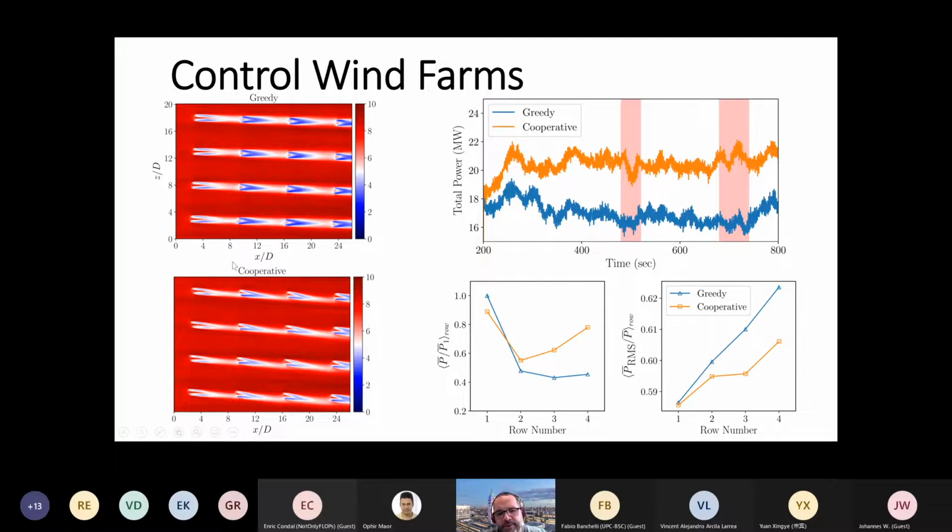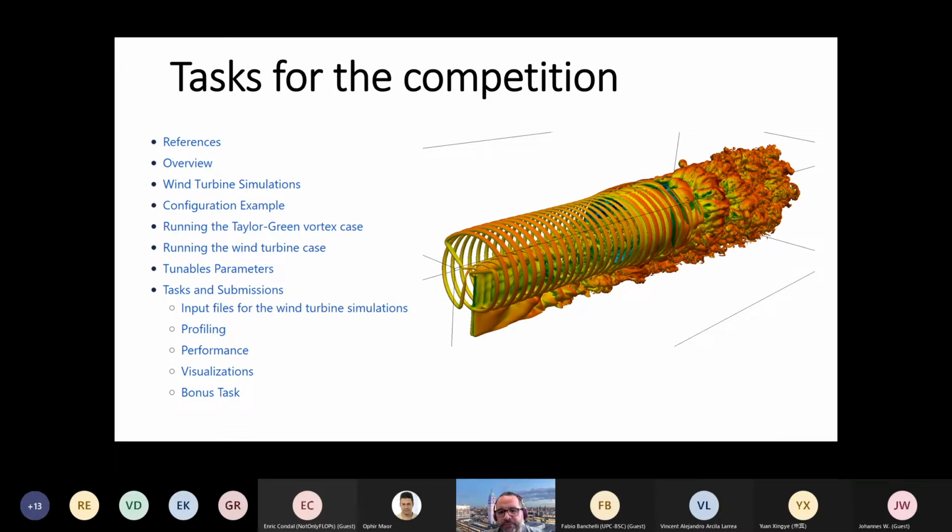Now, if you ask the turbines to talk to each other and try to be cooperative, so try to change the yaw angle, so try to change the direction of the wake, then you get the orange curve, and you can see the power output has been shifted up quite dramatically from 17 megawatts to let's say 21, 22 megawatts. So there is an advantage in trying to understand turbulent flow and how they are affecting wind farms and wind turbines. I'm going to go through the task for the competition.